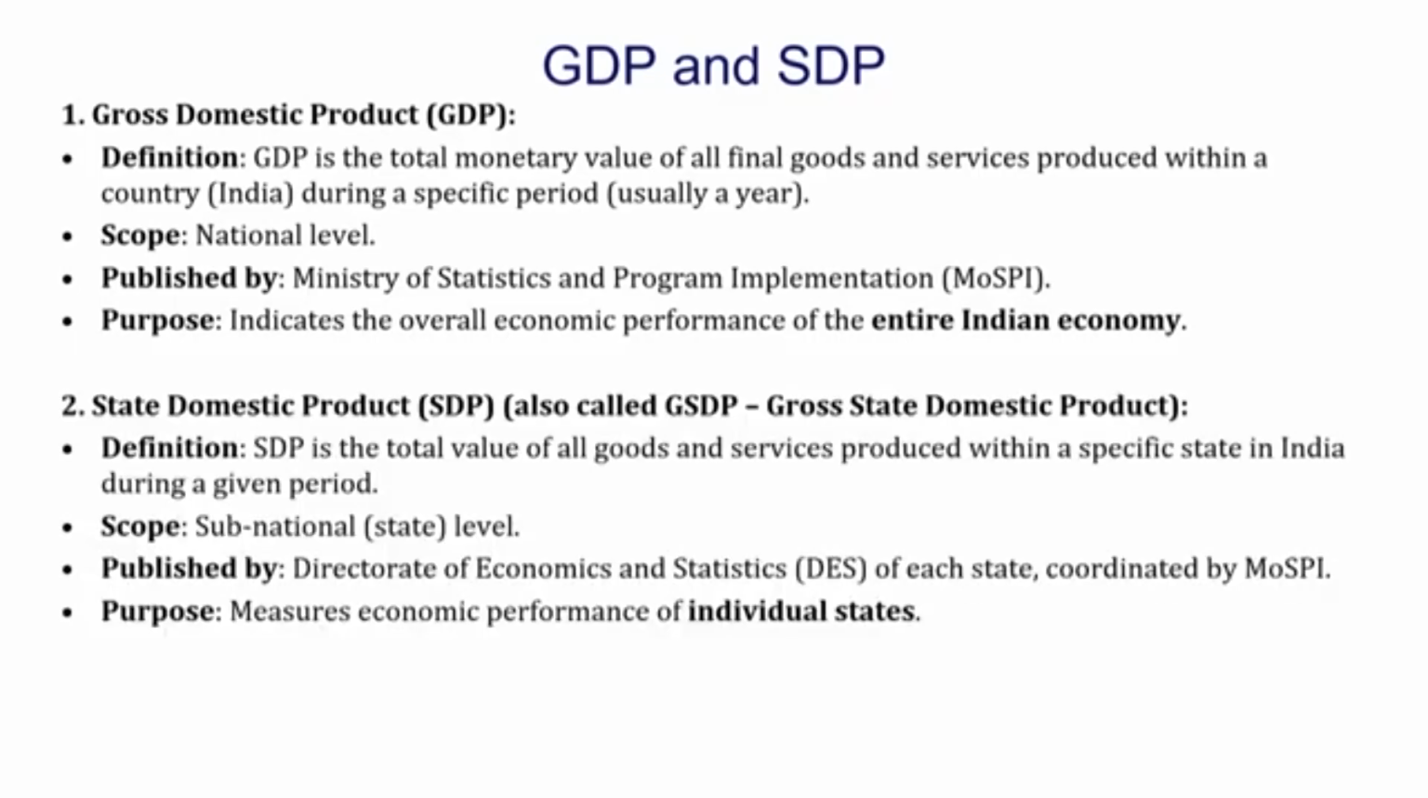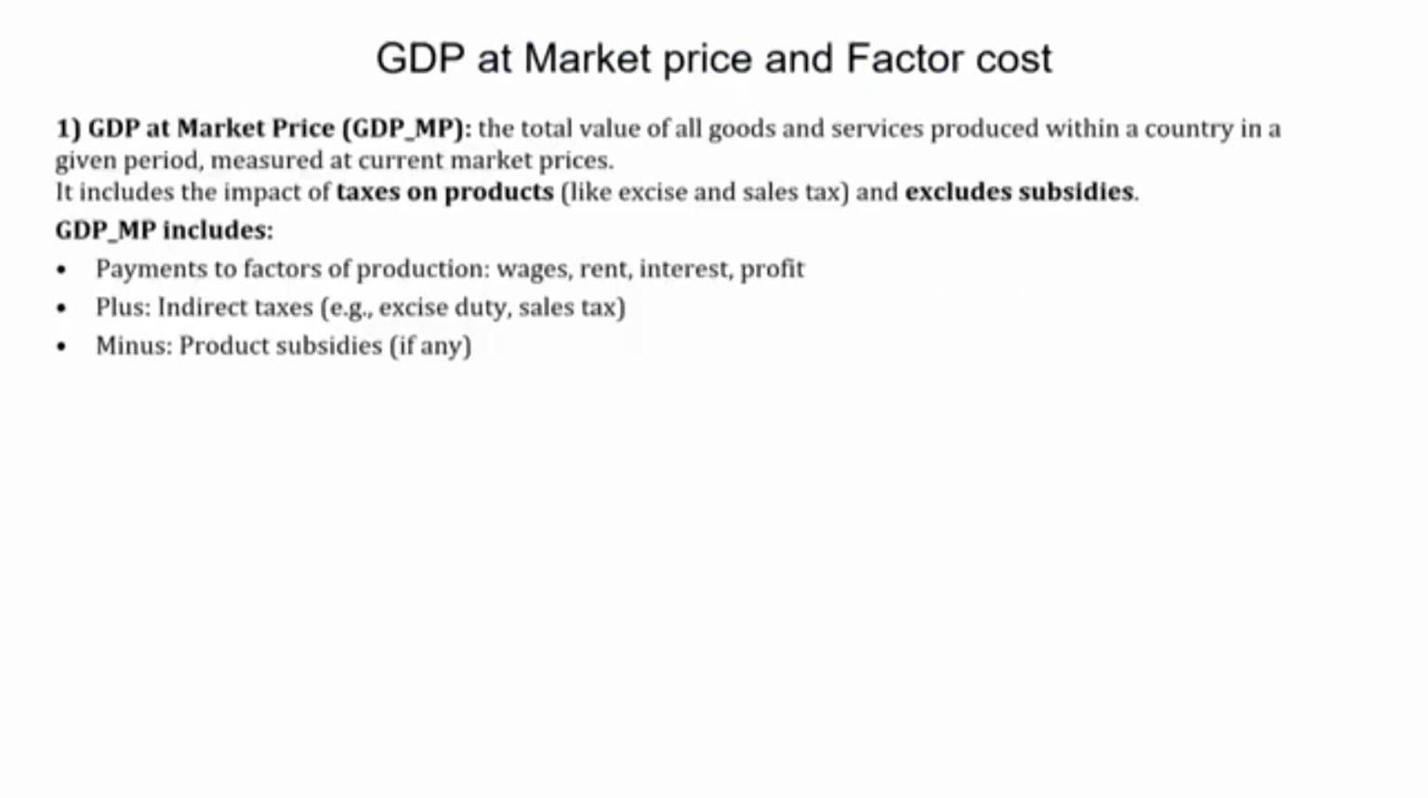And when it comes to SDP, gross state domestic product, we calculate this at the state level. This is the total value of all goods and services produced within a specific state in India during a given period. The scope is at the sub-national level and it is normally collected and published by the respective agencies at the state level, normally the Directorate of Economics and Statistics of each state, coordinated by MOSPI. The purpose is to measure the economic performance of individual states.